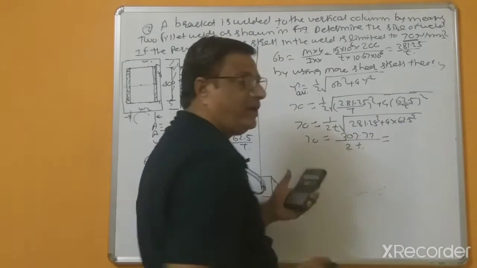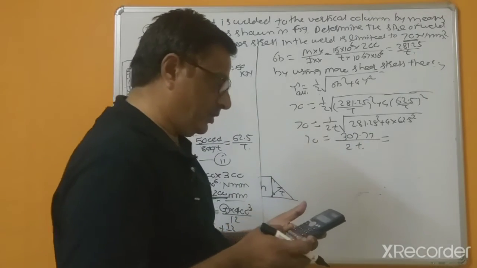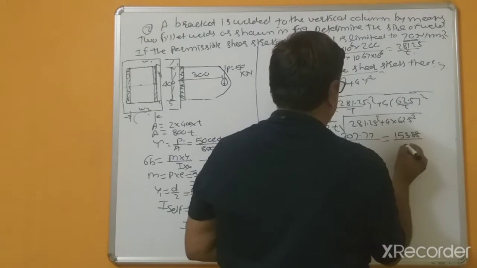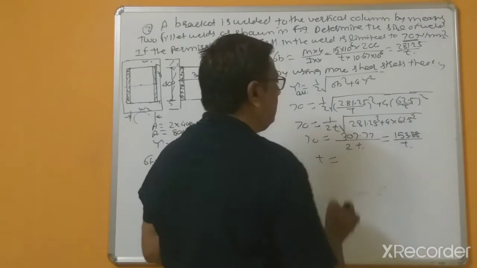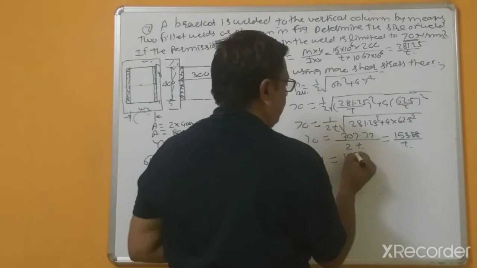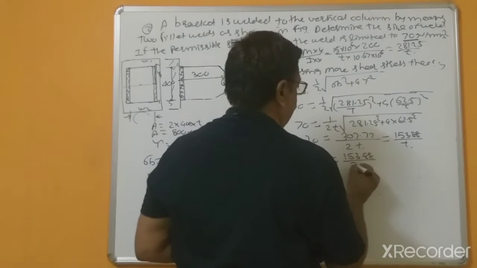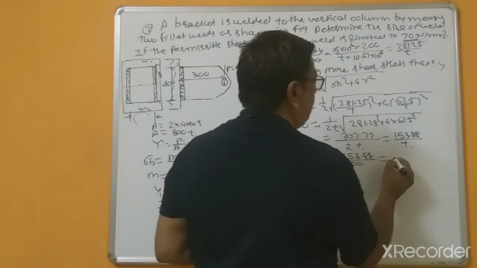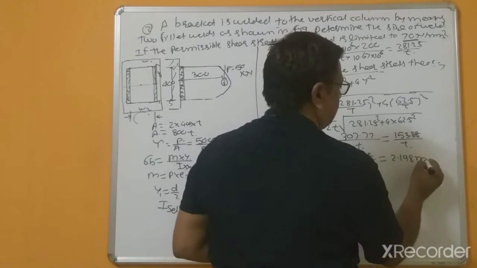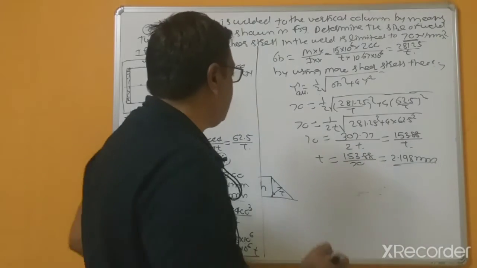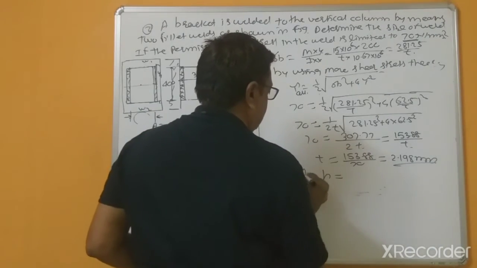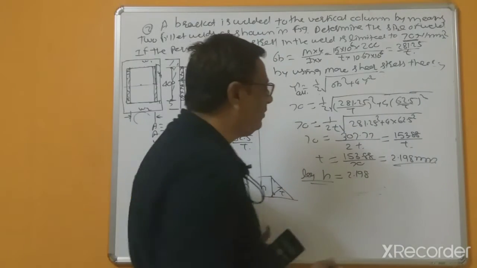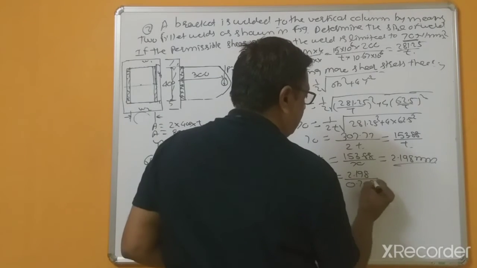This is 307.77 divided by 2. This becomes 153.88 divided by T. So T equal to 153.88 divided by 70. This is equal to 2.198 mm. This is the throat, and the leg h equal to, both answers are important, divided by 0.707.